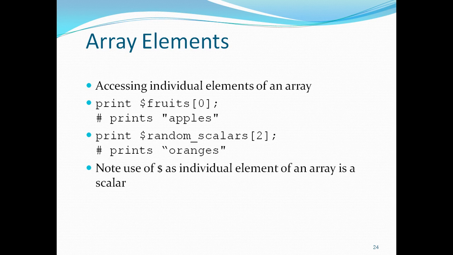Note the use of the dollar sign: an individual element of an array is considered a scalar. Even though we are retrieving a value from an array variable, this is considered a scalar variable. Why? Because it is accessing only one element, and one element storage is called a scalar variable. Multiple elements stored in one place, sharing a common name, is called an array.